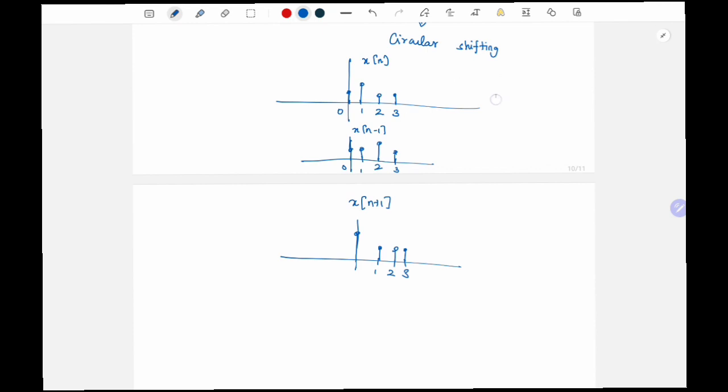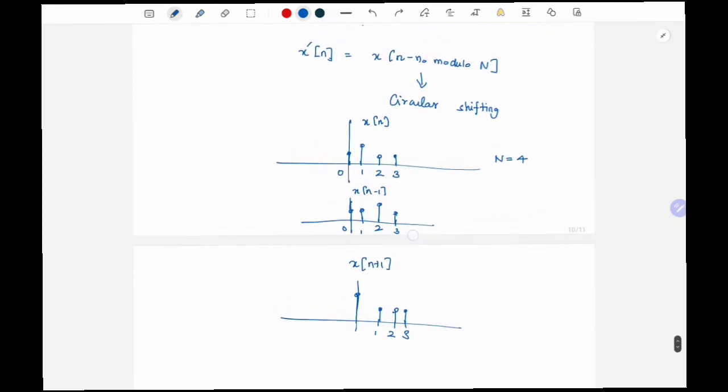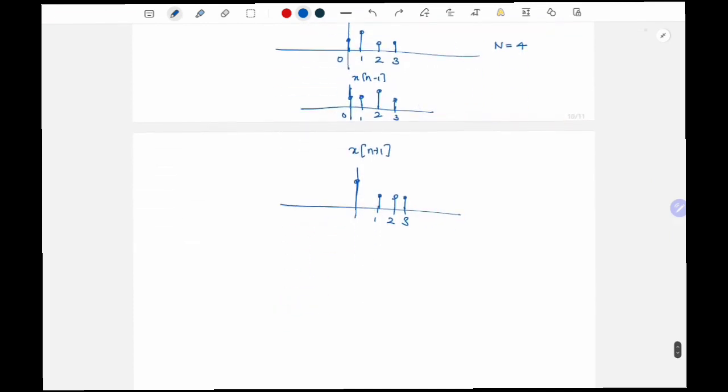So this I have done for n equal to 4. So there are 4 units. If you have some 0 paddings, then what will happen? The zeros also will move accordingly. Okay. So this is how you have to do the shifting in a DFT.